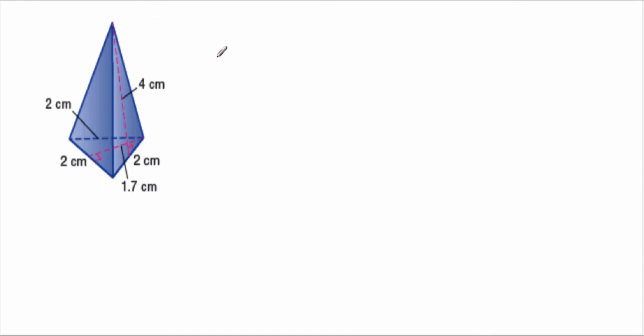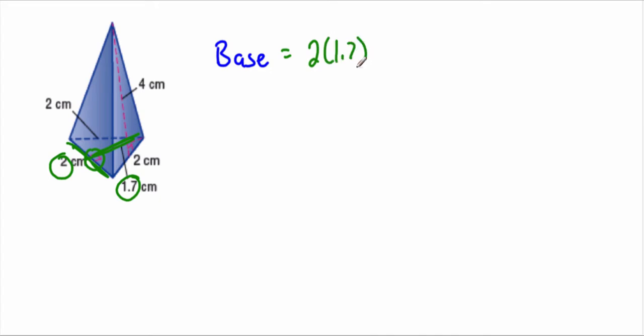So let's try this one. Start with our base. Well, that's this triangle down here. So it's a triangular base. In order to find the area of a triangle, we need a base and a height. So look for that right angle symbol. Notice this measurement going this way is 1.7, that's our height. And our base is 2 centimeters. So we do 2 times 1.7, but it's a triangle, so we have to divide by 2. And we get 1.7 centimeters squared for our base.